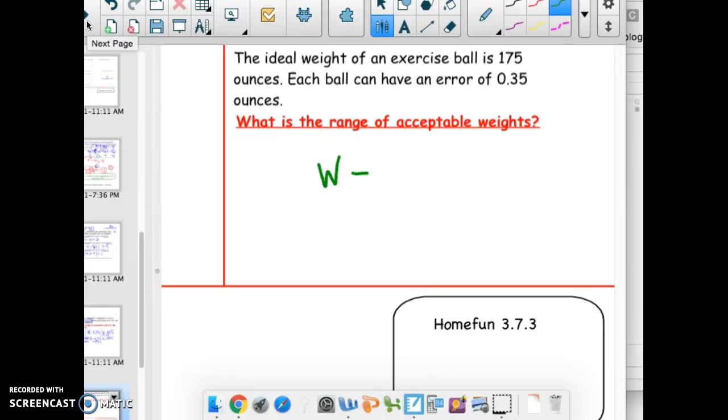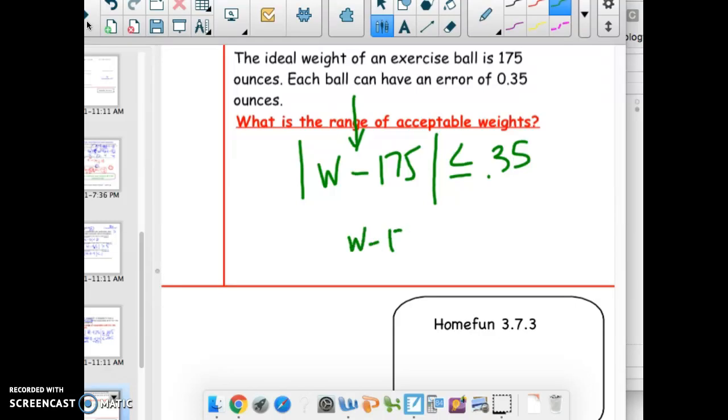The weight can be 175. Some of you are asking why we always have to have minus here. Remember, we're going to undo it with adding. And we're going to sandwich it, so we are going to use less than, and this time it's 0.35. Okay, so there's our inequality, but now we want to find our range.